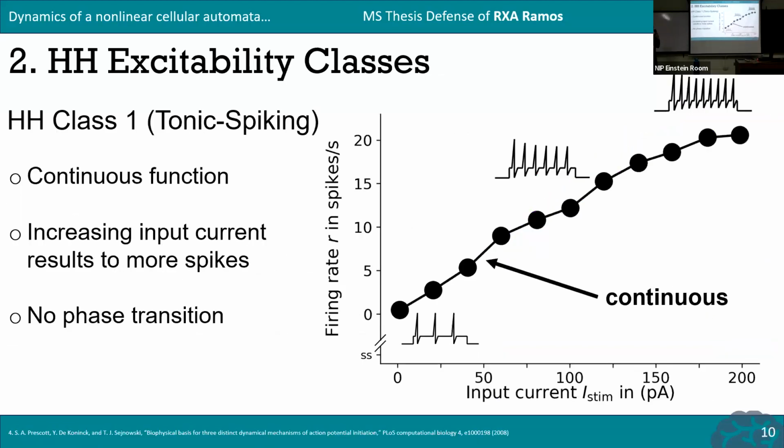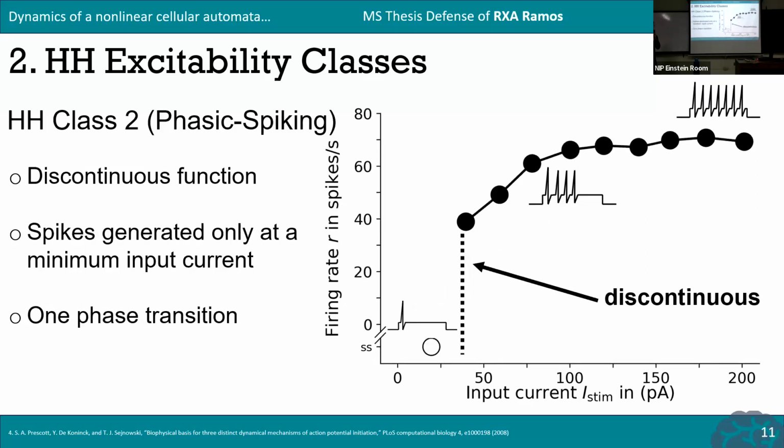Experimentally, Prescott et al. were able to derive the same profile of the activation function, but for various excitability classes. They discovered three classes, the first of which is class 1, tonic spiking. Here, the firing rate and the input current have a continuous relationship, meaning if we just increase the input current, we just get more spikes generated. So no phase transition is observed.